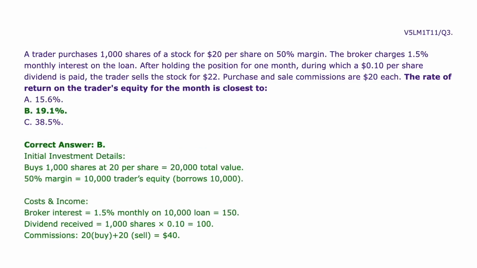Return is calculated on initial equity only, $10,000, not total position value. Dividends increase the return received by the long holder. Interest and commissions reduce return. These are the costs of a leveraged position. Margin amplifies returns. A 10% stock gain becomes around 19% equity return due to 2-to-1 leverage.